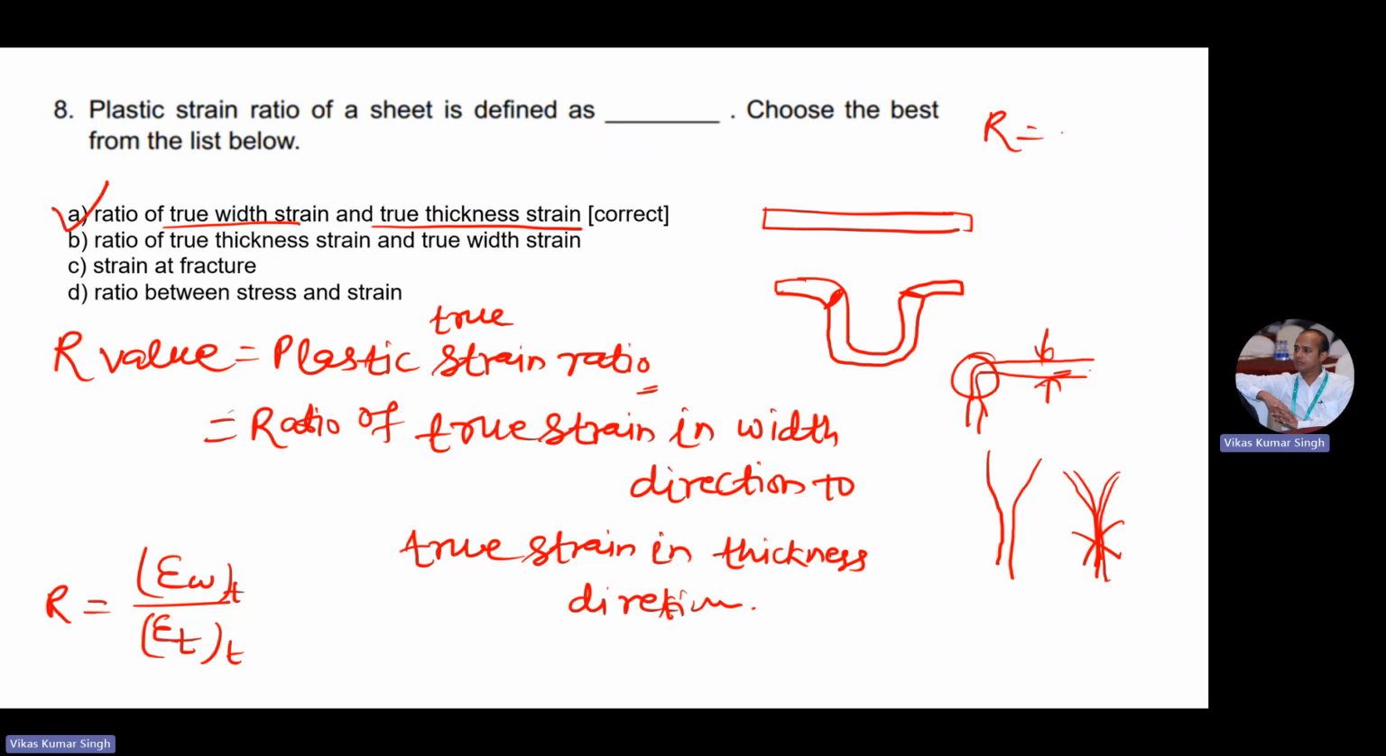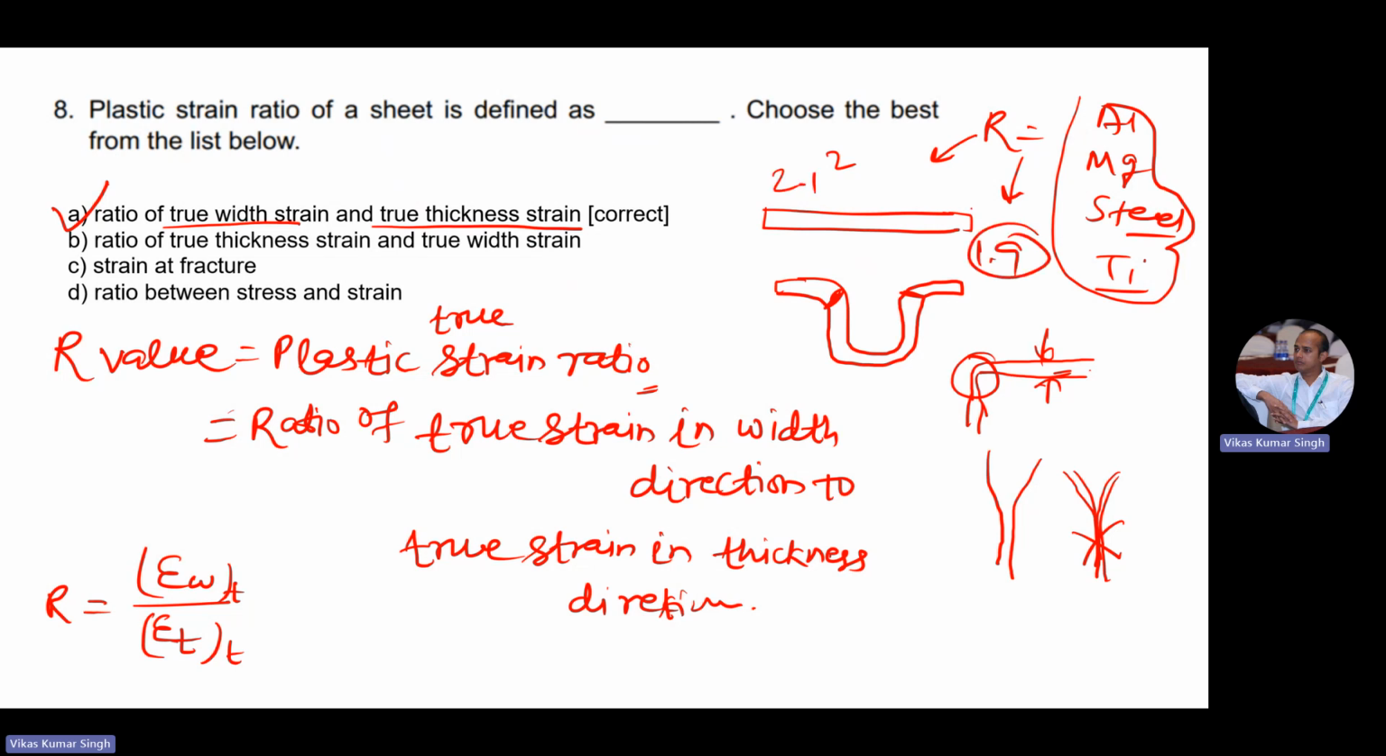What should be the R value? For each and every material, it may be aluminum, magnesium, steel, titanium, whatever sheet metal working you are doing, an R value is given. Suppose this is 2, or 2.1, or one value is given as 1.9. So this value will tell how desirable the process is going to be in terms of thickness reduction.